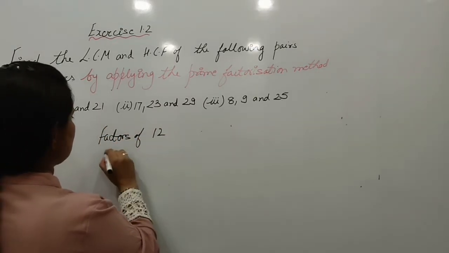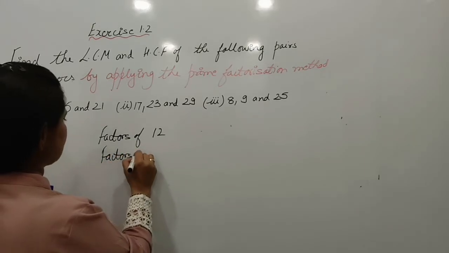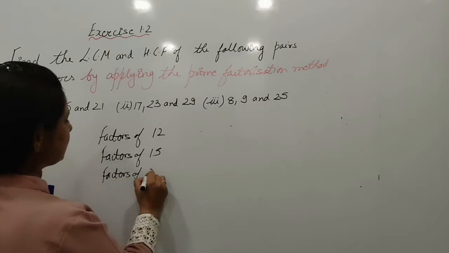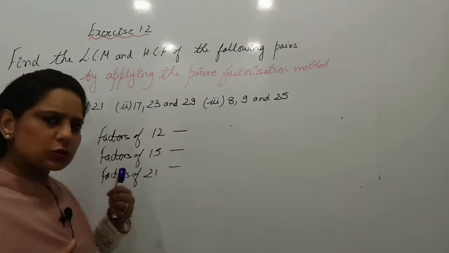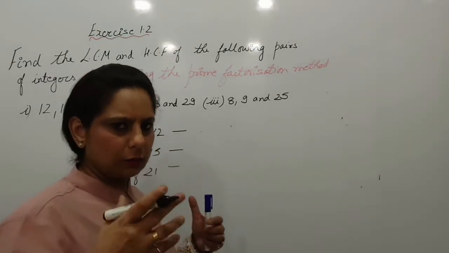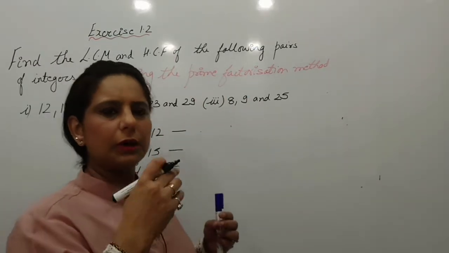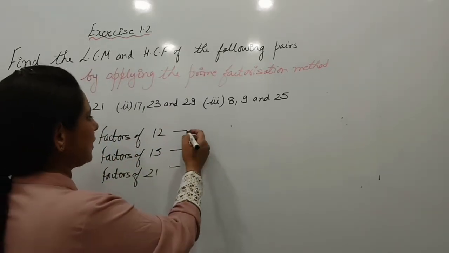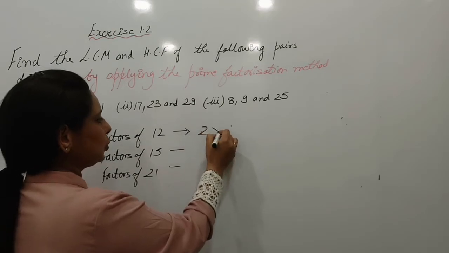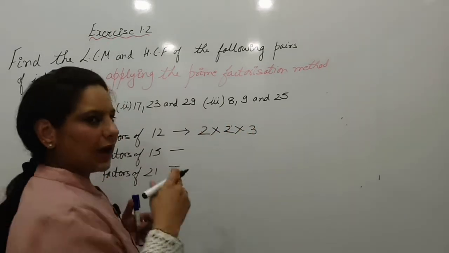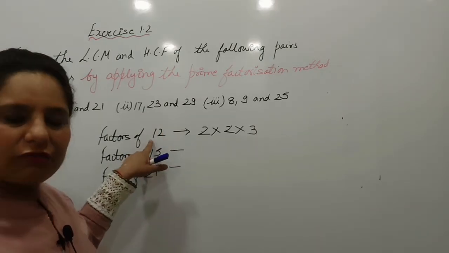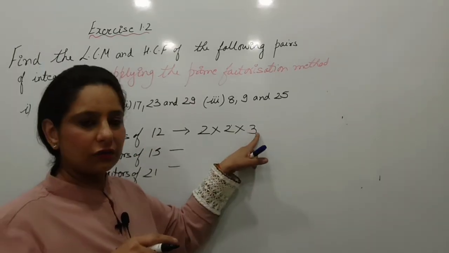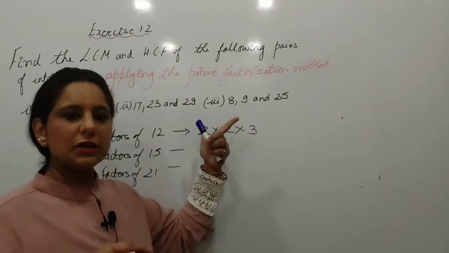Factors of 12, factors of 15 and factors of 21. Can we do this orally, or do you need me to make the tree of prime factors? At least this we can do orally. What will the factors of 12 be? 2 into 2 into 3. Start doing it slowly orally too. When we divide 12 by 2, we'll be left with 6. When we divide 6 by 2, we'll be left with 3. So the prime factors will be 2 into 2 into 3.